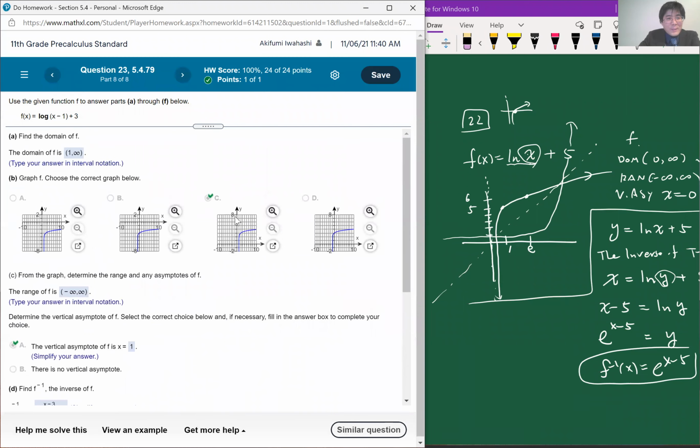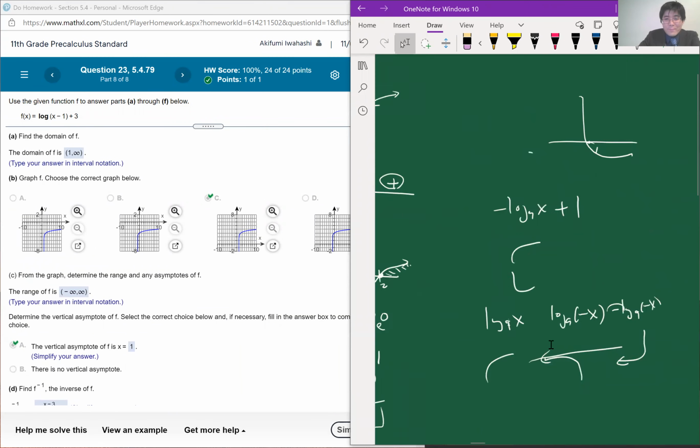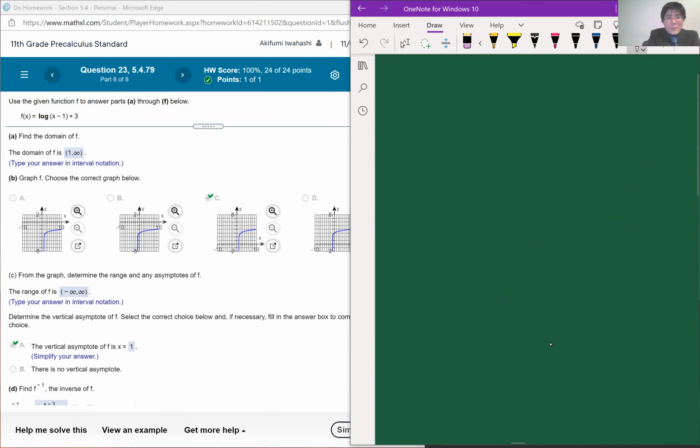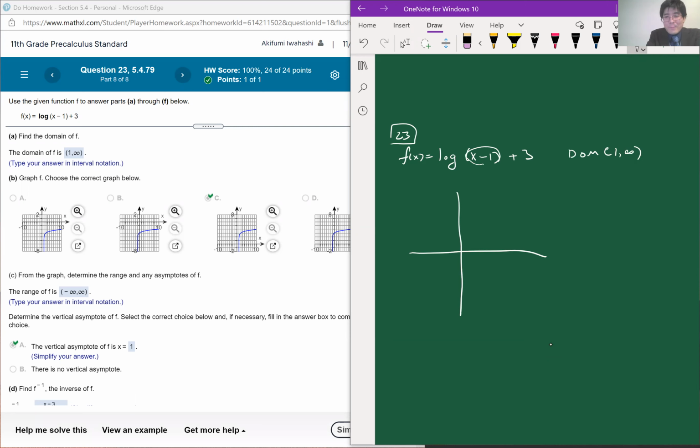Okay, number 23. f of x is equal to log of x minus 1, plus 3. So let's graph this one. This is the log of base 10. When the log has no base written, that means the base is 10. The domain is any number greater than 1. So there's going to be a vertical asymptote at x is equal to 1.